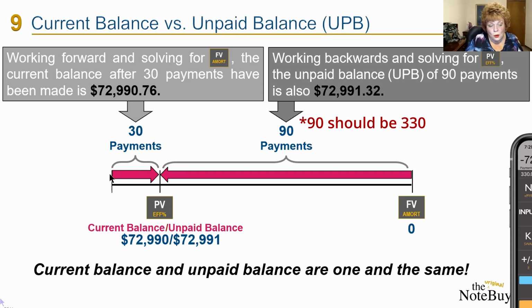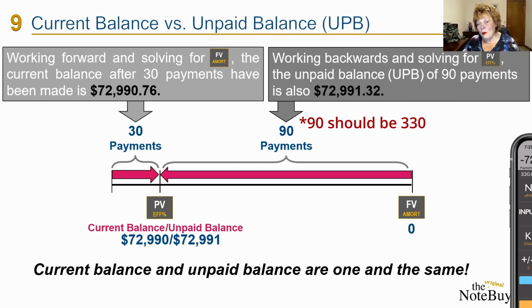But the difference is if you're measuring from here to here, then you're going to put in PV and solve for FV. But if you're going from here backwards, you're going to solve for PV. That was one of the most confusing things to me when I started doing notes. I was trying to memorize, well, if you want the current balance, you're going to solve for FV. But oh no, here we solve for PV. It wasn't until I drew a timeline and put the numbers down that I went, I see it. It's the same number. It just depends on how you got there.